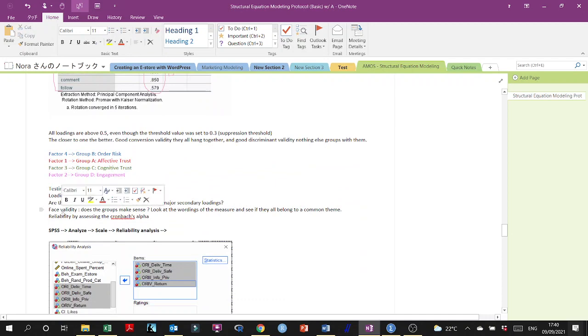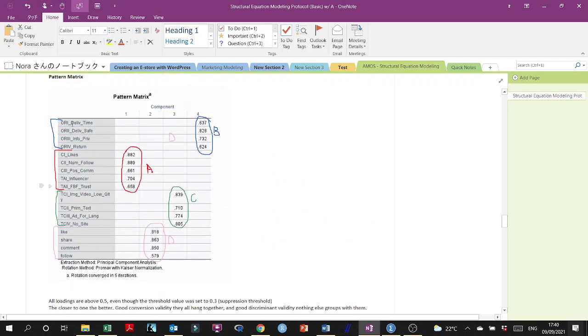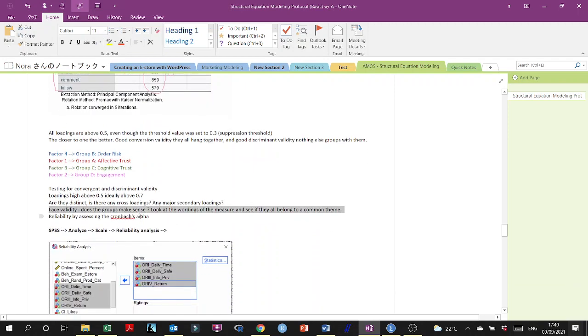And then face validity has to do with the theme. Do they actually make sense to you as a human being? These are all order risk. Yes, based on the literature they are. Do you think the crowd engagement and the influencer or Facebook engagement can all be under the umbrella of affective trust? Yes. This is cognitive trust as in the literature, and this is the engagement as in the literature.